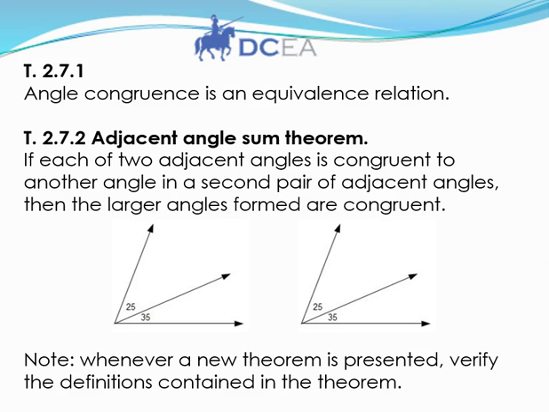Let's begin with our first theorem. You should have paper with something to write with out and record your theorems, and whenever possible, record the pictures that are next to them. So, theorem 2.7.1. Angle congruence is an equivalence relation. Whenever we state congruence, we will have an equivalence relation theorem to go with it.